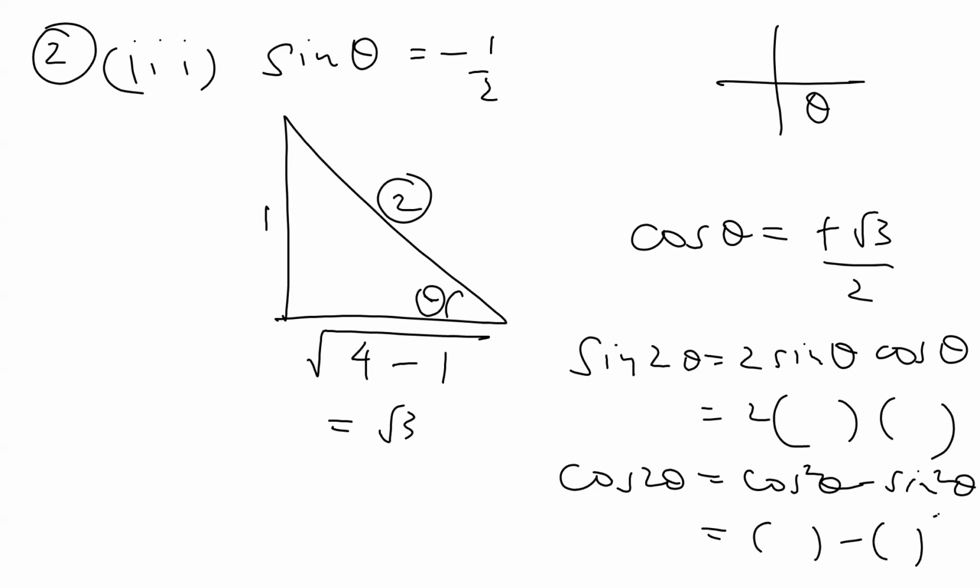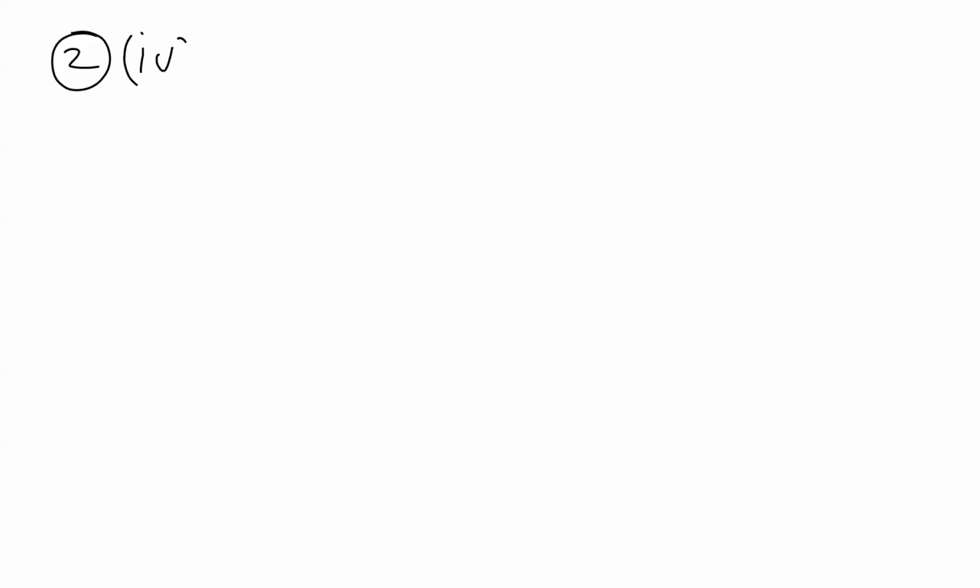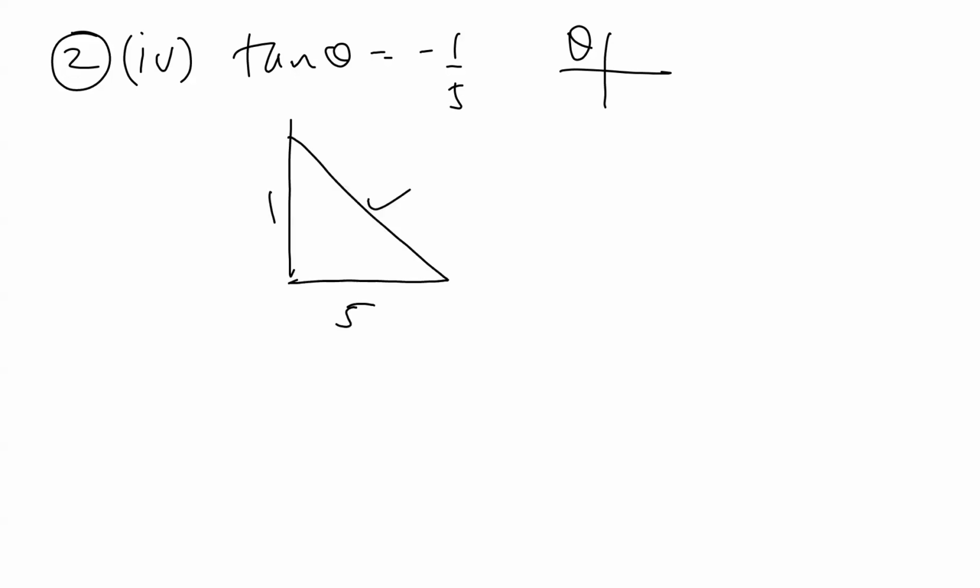Put the values you have. And tan 2 theta. No need of any half angle formula over here. You can just do sin 2 theta upon cos 2 theta. Fourth problem, I'll just give you the hint. Tan theta is equal to minus 1 by 5. Theta is in quadrant number 2. So by triangle method, you just calculate sine and cos, where sine will be positive and your cos will be negative because it's the second quadrant. Question number 3, sub question 1.